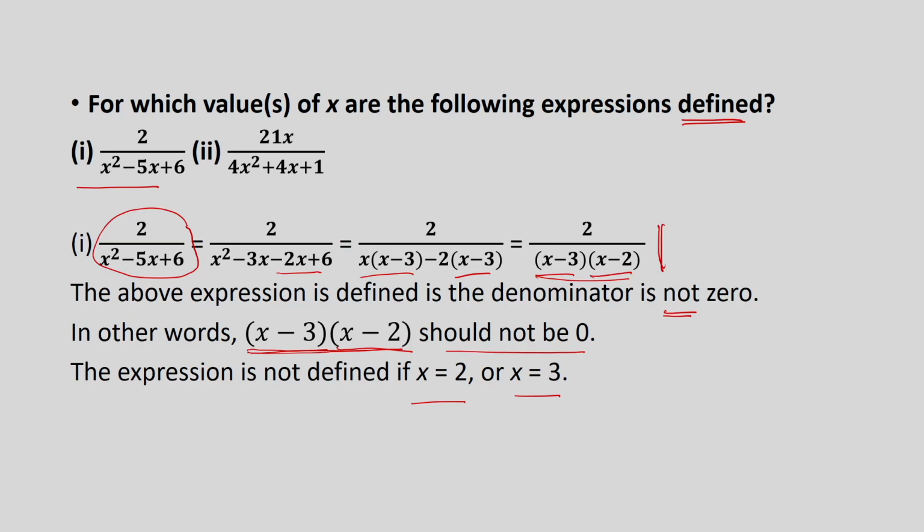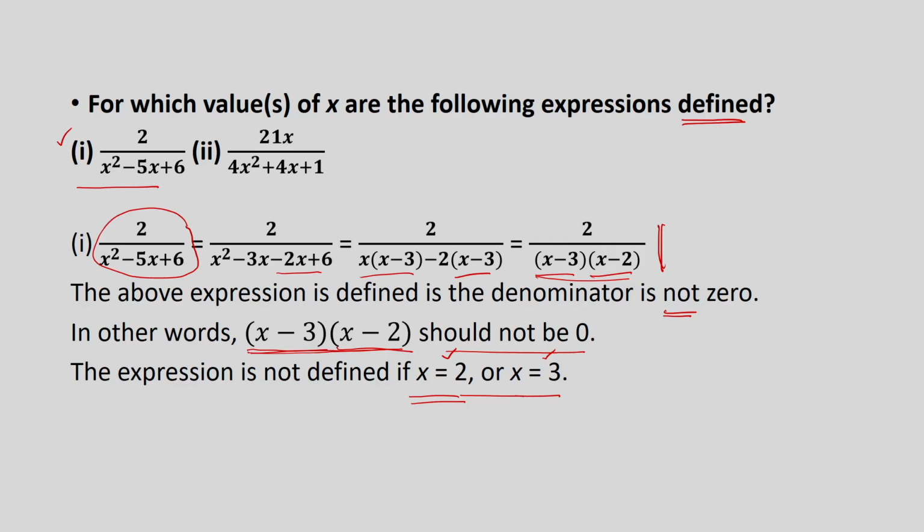So, therefore, the expression will become something divided by 0 under two values of x, either x is equal to 2 or x is equal to 3, right. So, that is the answer to the question. For which values of x are the following expressions defined? At least for the first problem, there are two values of x for which this expression is not defined, and these two values are x is equal to 2 and x is equal to 3. So, that is the answer.